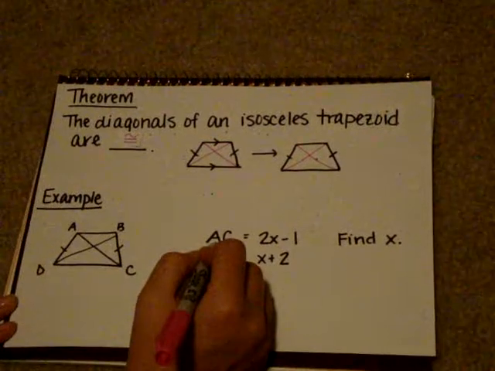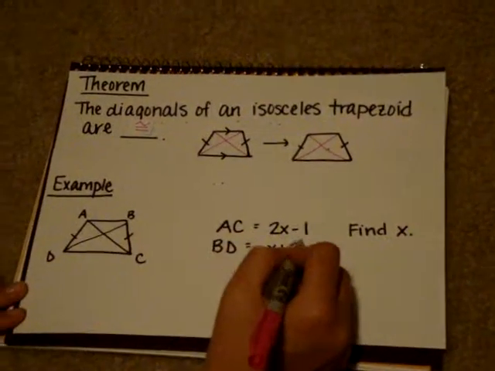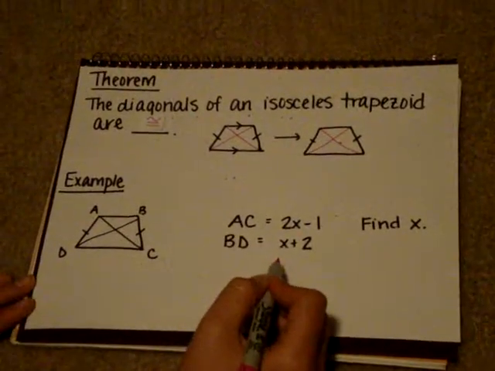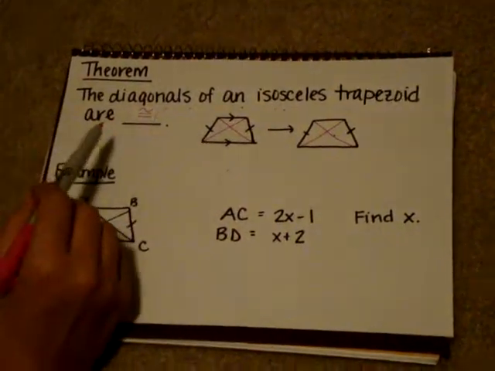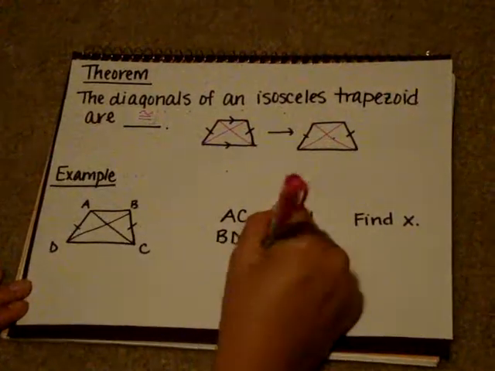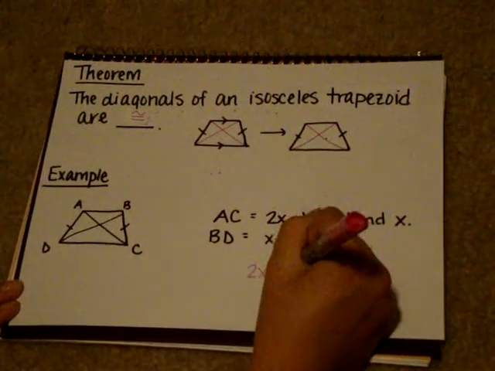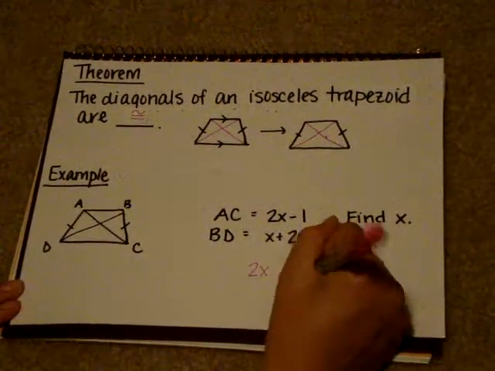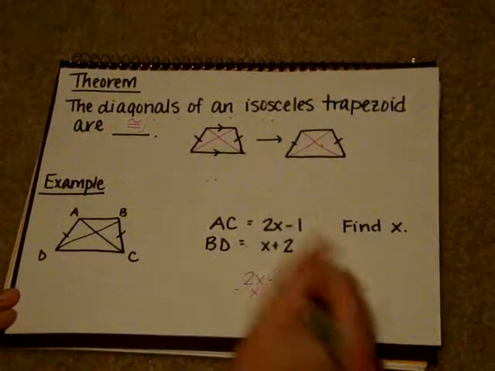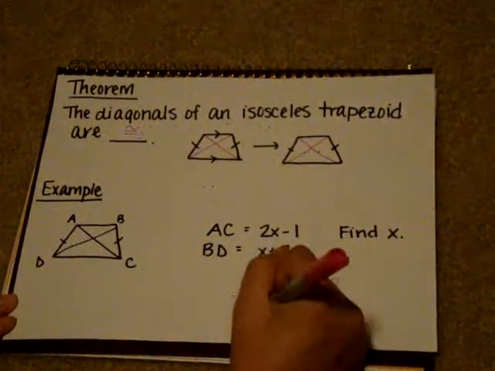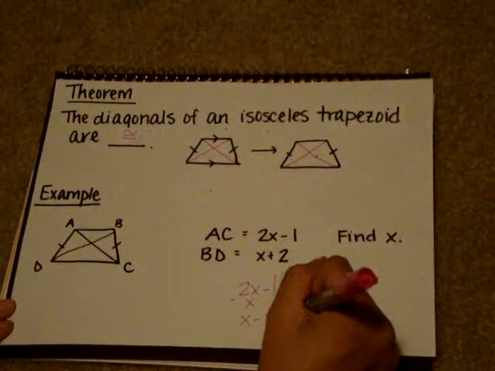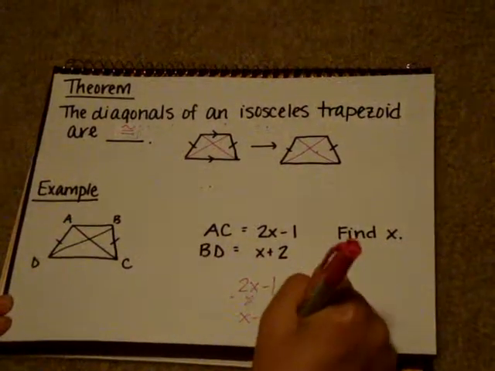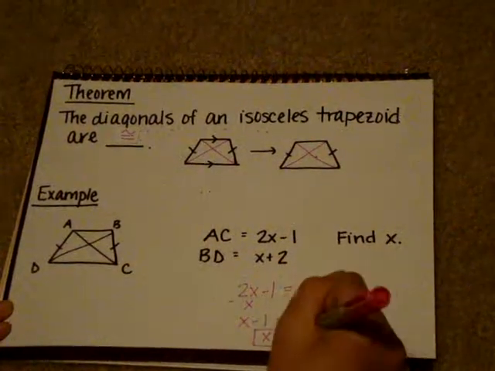This is given that the diagonal AC is equal to 2x minus 1, and the diagonal BD is equal to x plus 2. Well, by the theorem, we know that the diagonals are congruent, so 2x minus 1 must equal x plus 2. Here we are to solve for x, so we subtract x from each side, and we get that x minus 1 is equal to 2. If we add the 1 across, we get that x is equal to 3. And thus we have solved our answer.